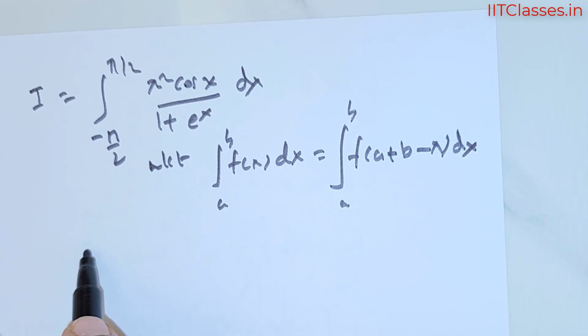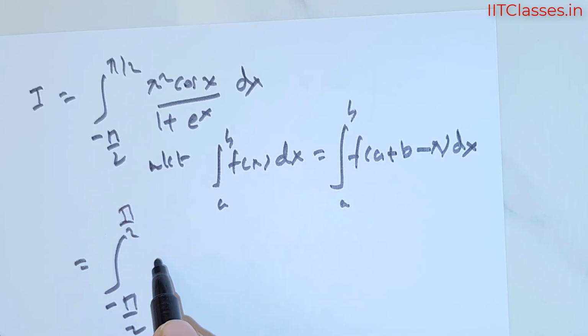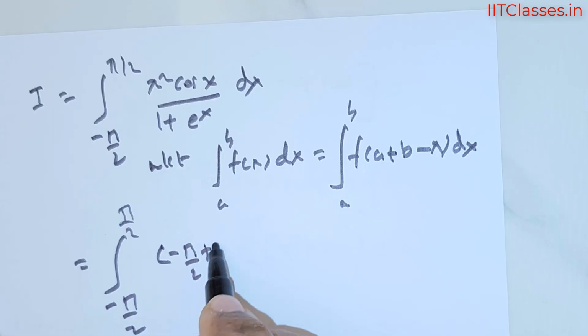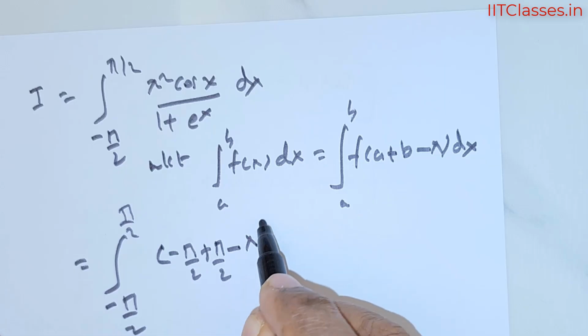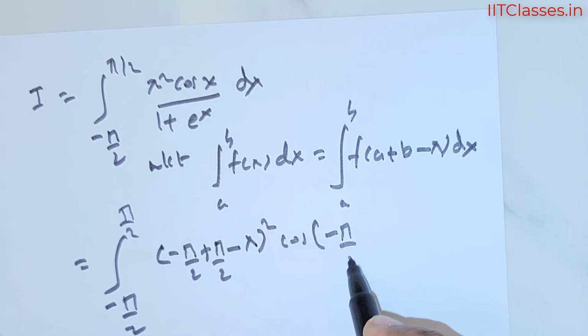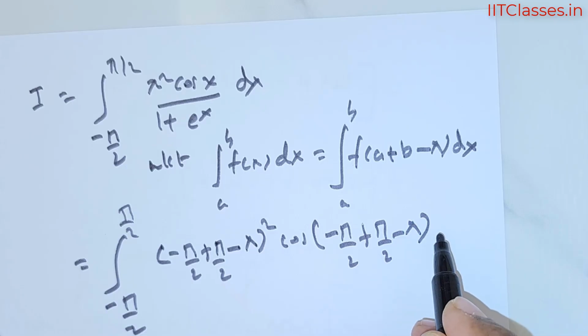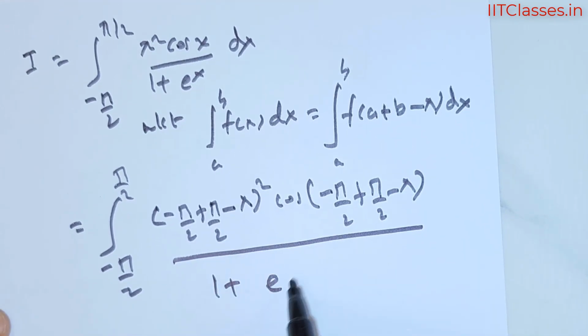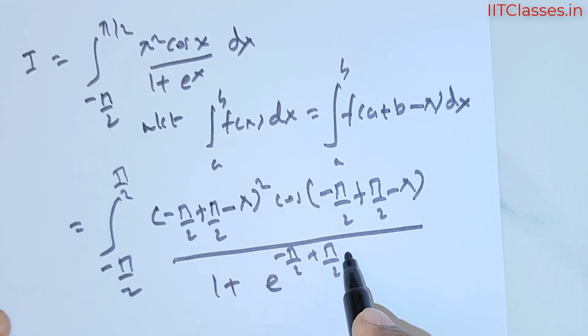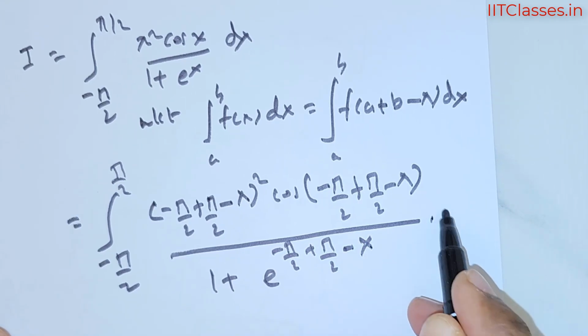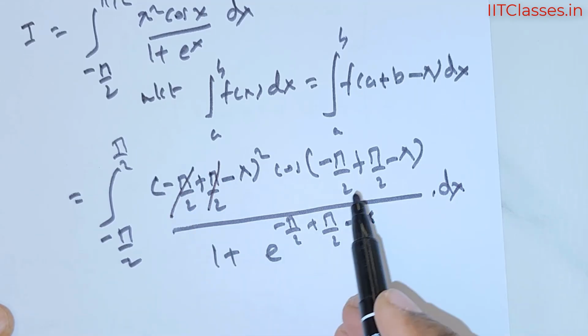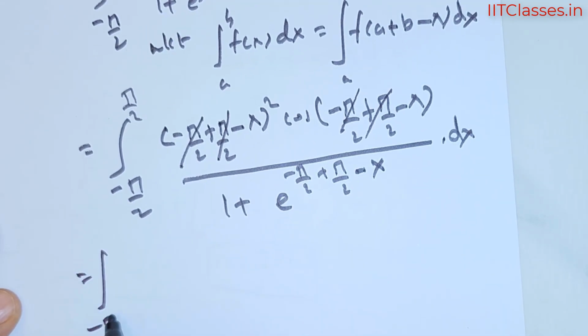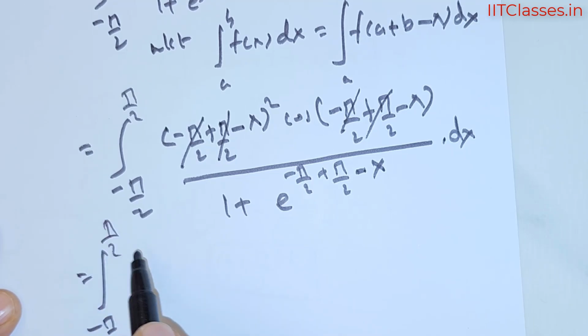So I can rewrite the above integral as negative pi over 2 to pi over 2. So this is going to be negative pi over 2 plus pi over 2 minus x, whole squared, and cos of negative pi over 2 plus pi over 2 minus x, divided by 1 plus e raised to the power of negative pi over 2 plus pi over 2 minus x, dx. Negative positive goes off, negative positive goes off. This is negative pi over 2 to pi over 2.